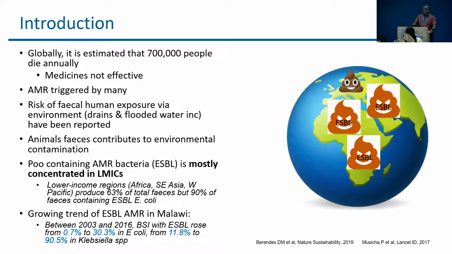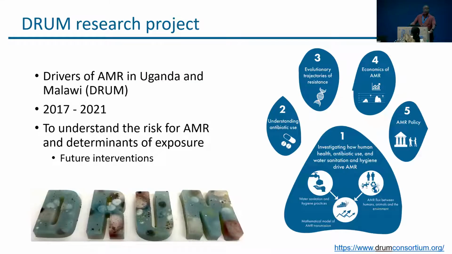And in Malawi, where this study was conducted, if we look at the data collected between 2003 and 2016, there has been high levels of ESBL isolated from patients from a study that was conducted in one of the referral hospitals in the country. It is against this background that a team of researchers from the Global North and Global South conducted a research, the DRUM project, with the purpose of understanding the risk for AMR and determinants of exposure, with the purpose of generating data to inform intervention development to reduce the risk of antimicrobial resistance.